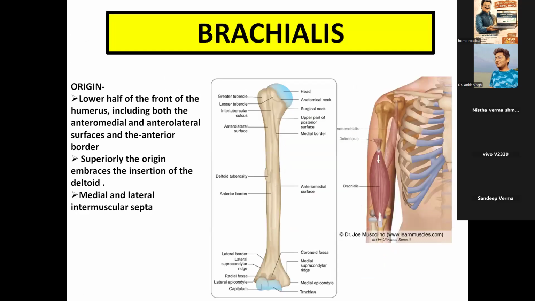Now comes the third muscle, that is the brachialis. Okay, so the third muscle, that is the brachialis. Okay, origin. Sorry. तो दिस इज ब्रेकियालिस.